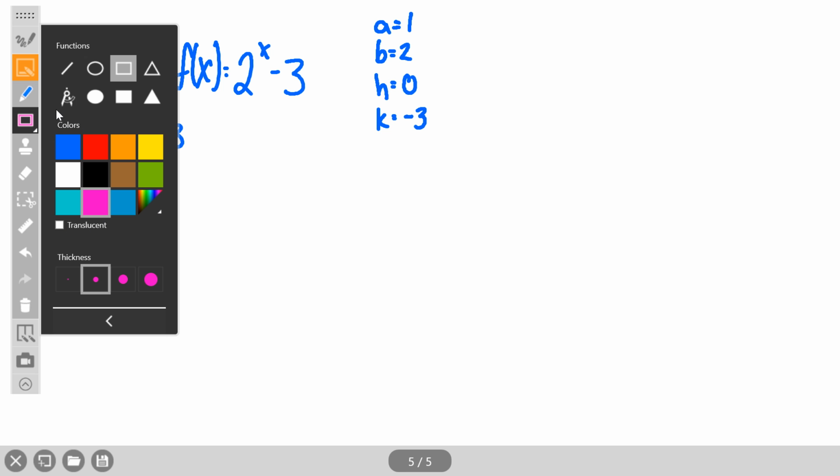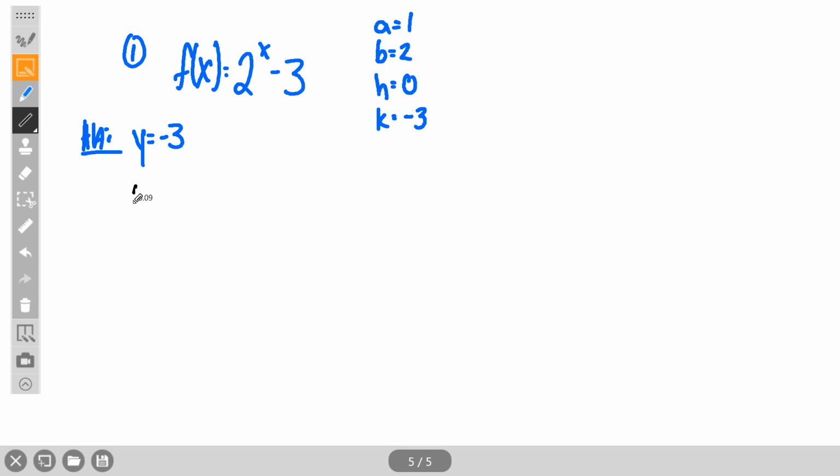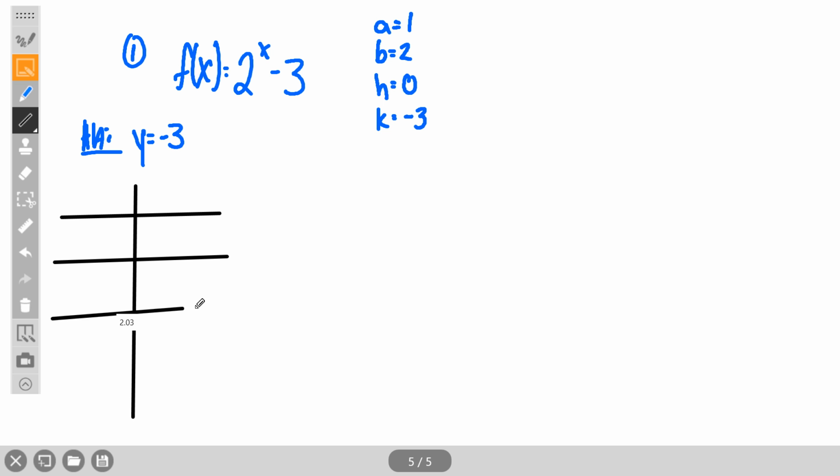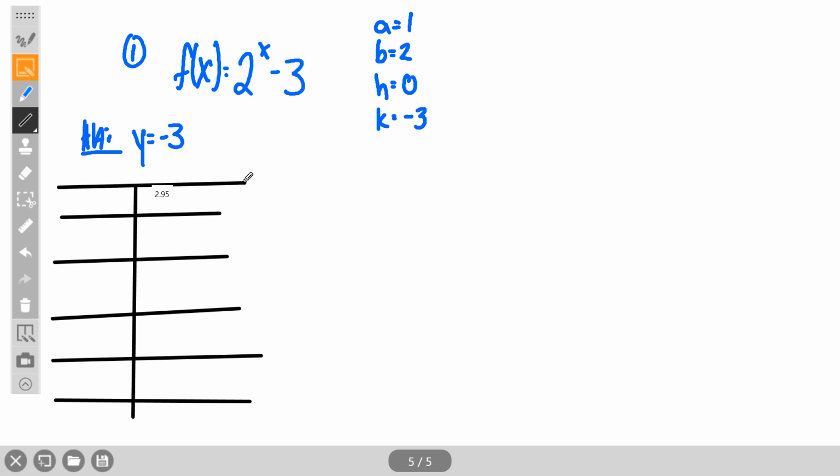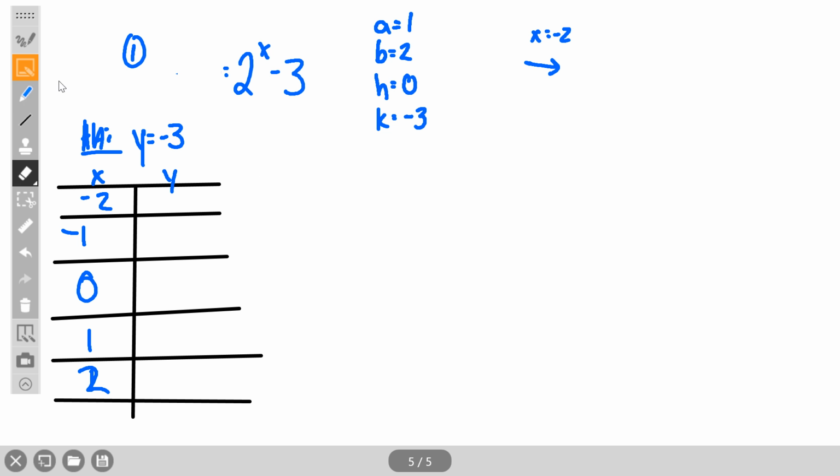When we start our table, in the middle of our table should be the H, which is 0, and then negative 1 and negative 2, 1 and 2. So plugging in negative 2, I'm just going to use y for this instead of f of x and make it a little bit easier on myself.